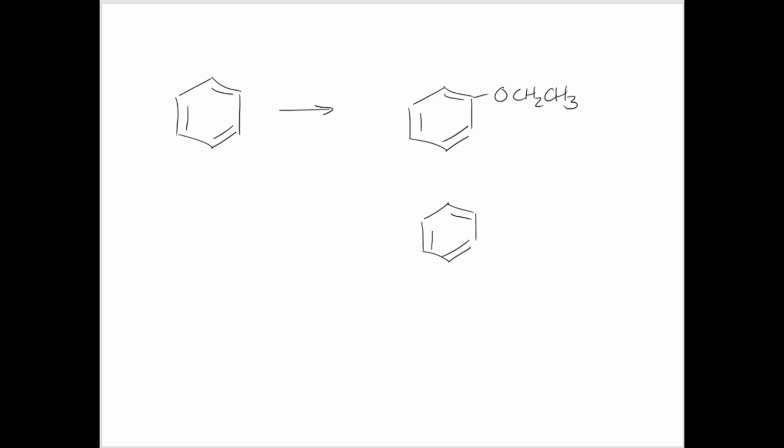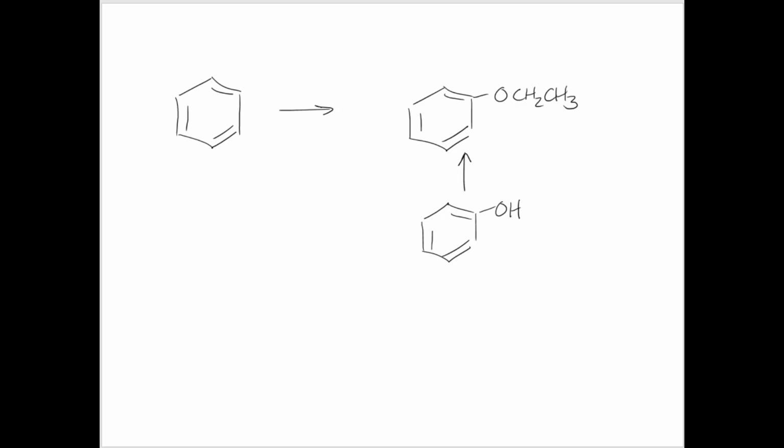So if I was to say, okay, I would like to convert benzene into an OCH2CH3 group, an ethoxy group. I can't add the ethoxy group directly, but I can certainly add an OH group to the ring and then convert that OH group into an ethoxy.